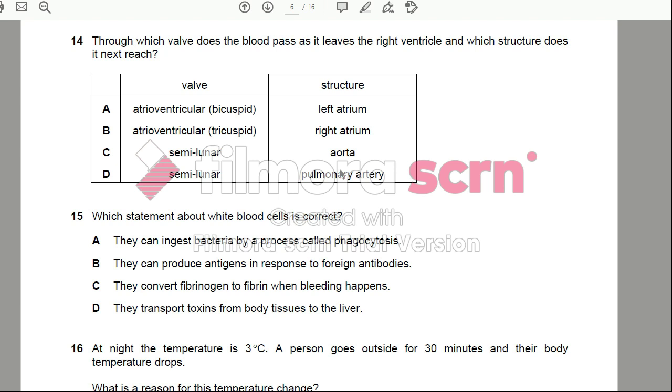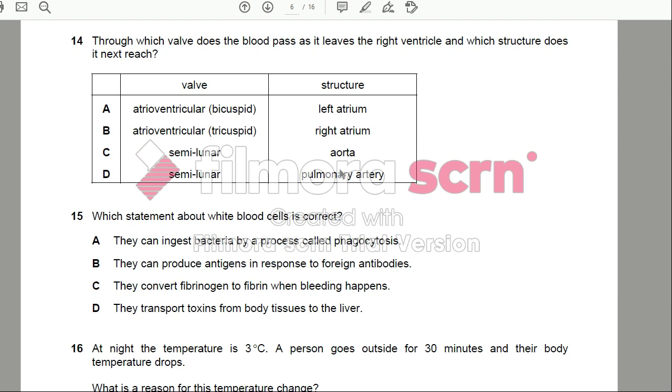There are 2 atrioventricular valves which are present between atrium and ventricles, and 2 semilunar valves which are present, one on the left side in the aorta, that is the semilunar or aortic valve, and the second is present on the right side in the pulmonary artery. They are the semilunar valves.